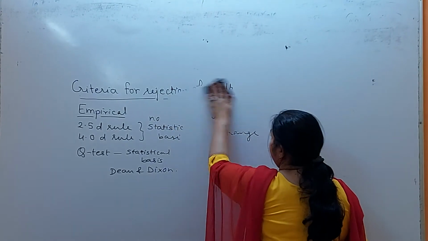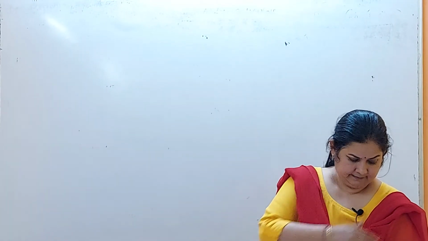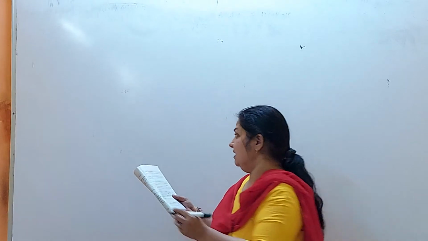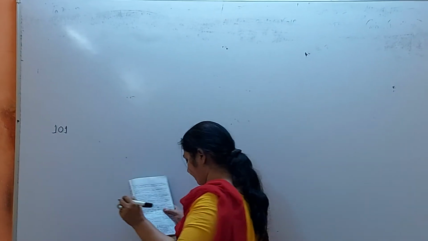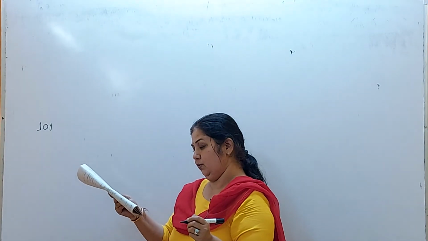Now we will solve the numerical based on the criteria for rejection of data: the Q test, the 2.5D test and the 4D rule. Listen carefully. Estimation of glucose in a sample of blood gave the following result. Can the value 101 be accepted or rejected on the basis of 2.5D, 4D and Q test?